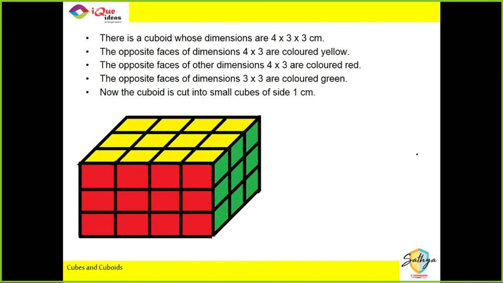This is what it looks like. I've taken the 4 by 3 on top and the 3 as vertical. So 4 by 3 is yellow, upar niche. 4 by 3 are red, front and back I have taken. 3 by 3 are green. I think understanding which face is to be taken as which color is very simple.